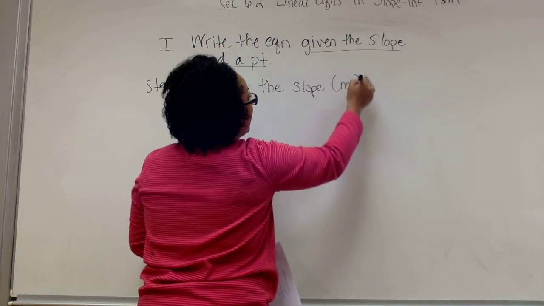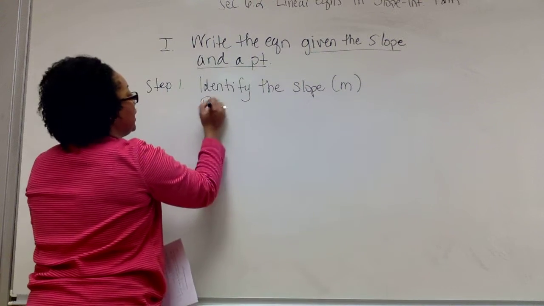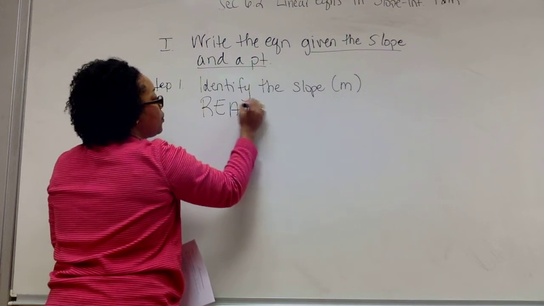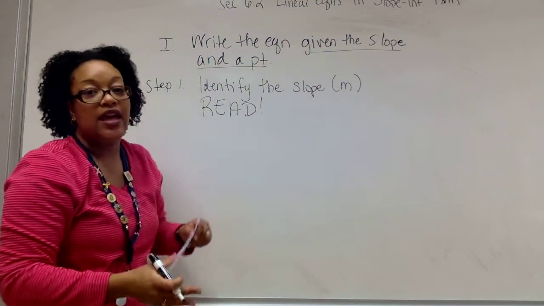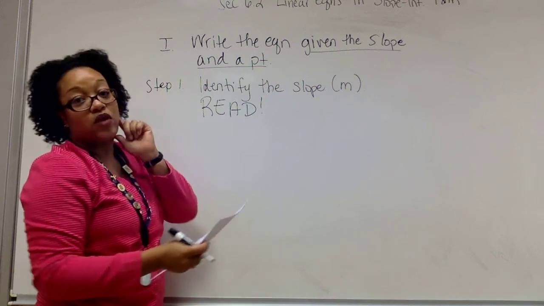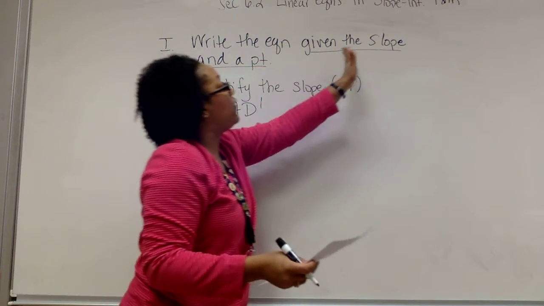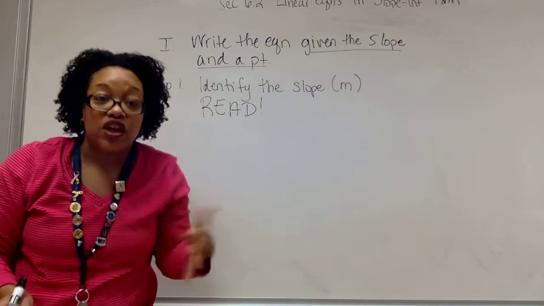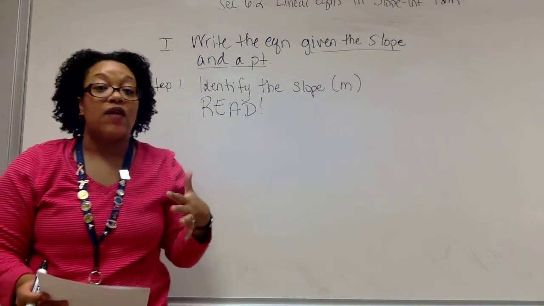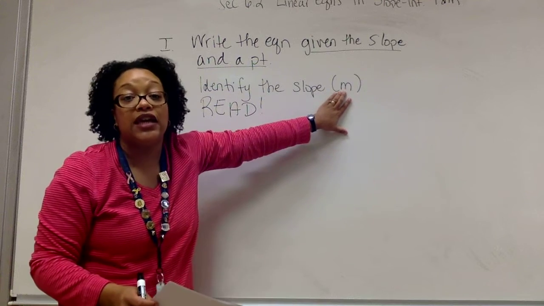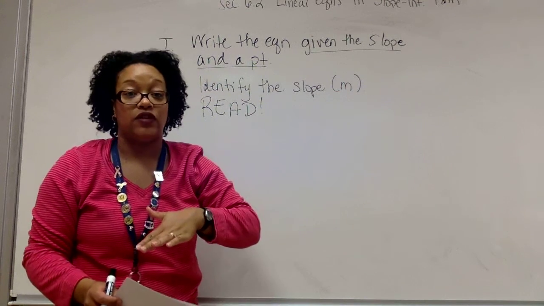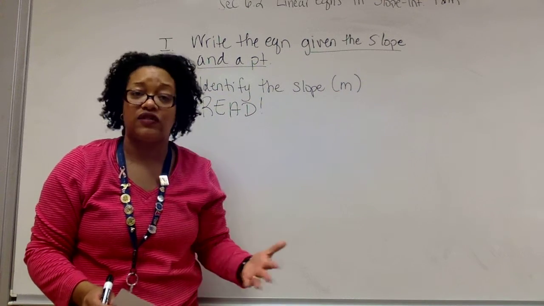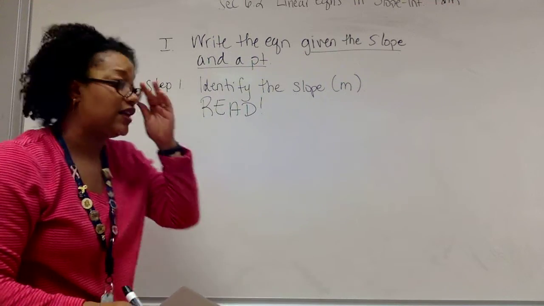Now, how do you identify it? Well, the first thing is read. Read the problem. What are you given? This is the section where you write the equation where they give you the slope. So all you have to do is read the problem and they'll tell you what the slope is. Whatever the slope is, that's going to be your m value that you put into the equation. So that's going to be easy. You just need to pay attention to the information they give you.